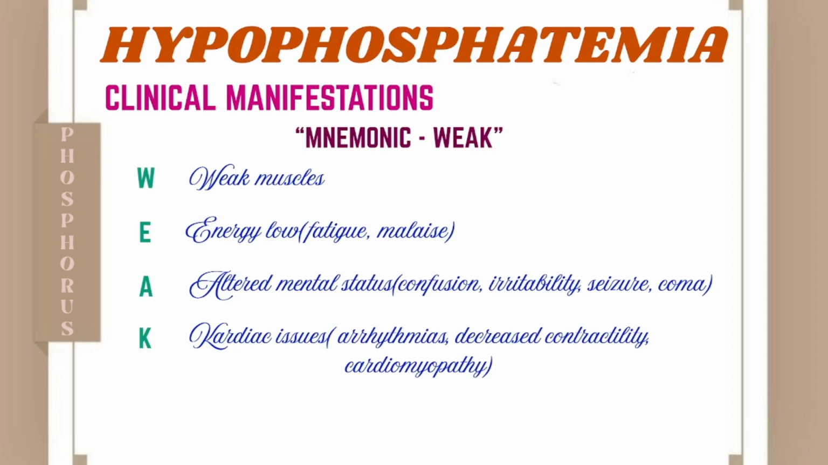These can occur due to muscle weakness, and which is due to the decreased energy supply to cardiac muscles, due to which cardiac issues like arrhythmias, decreased contractility, or cardiomyopathy occurs. So these are the clinical manifestations for hypophosphatemia, and the mnemonic for this is weak muscles, low energy, altered mental status, and cardiac issues.